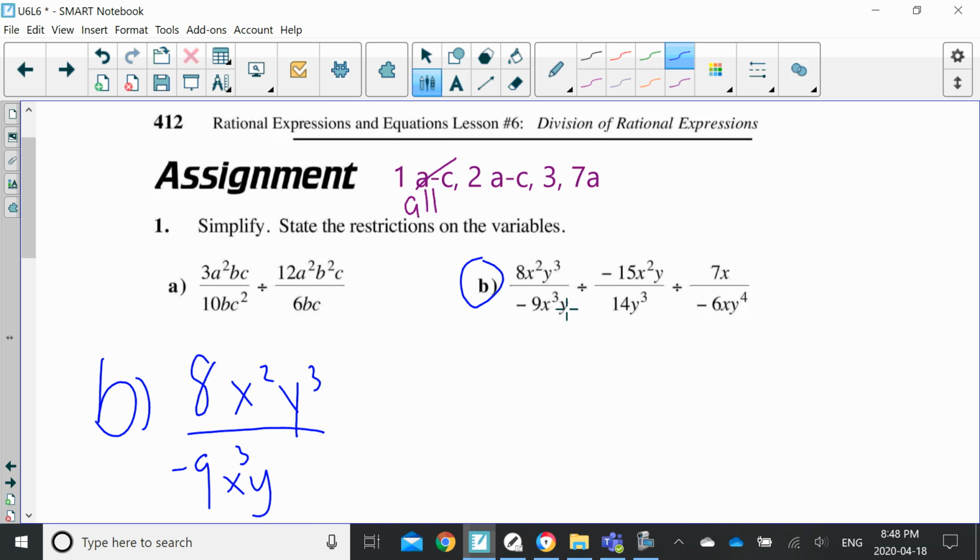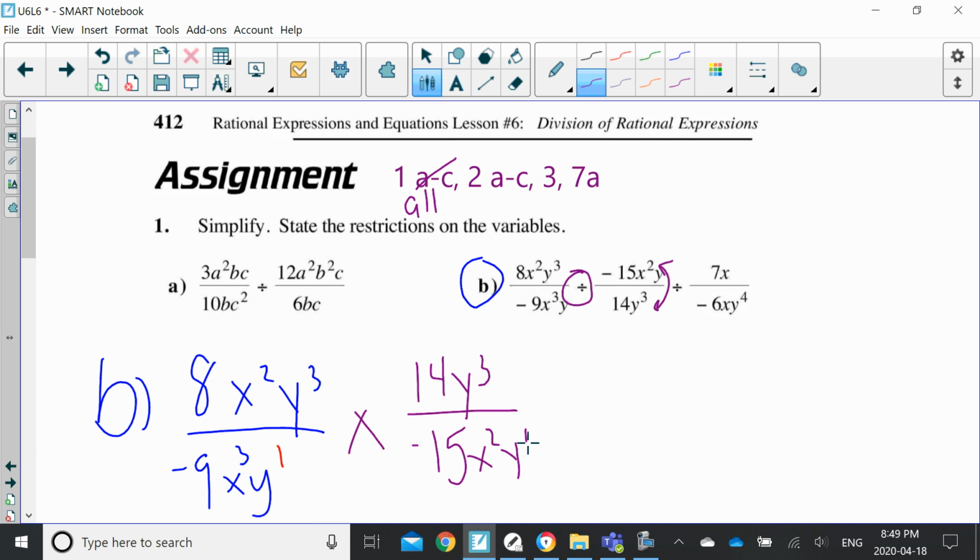So this first fraction, I would write it exactly as is. So 8x squared y to the 3 over 9x cubed, and I'm going to put in that invisible 1. Then I'm going to change this division to a multiplication, and if I do that, I could then multiply by the reciprocal. So I'm going to put that 14y cubed up top, and I'm going to put that negative 15 x squared y to the 1 in the denominator.